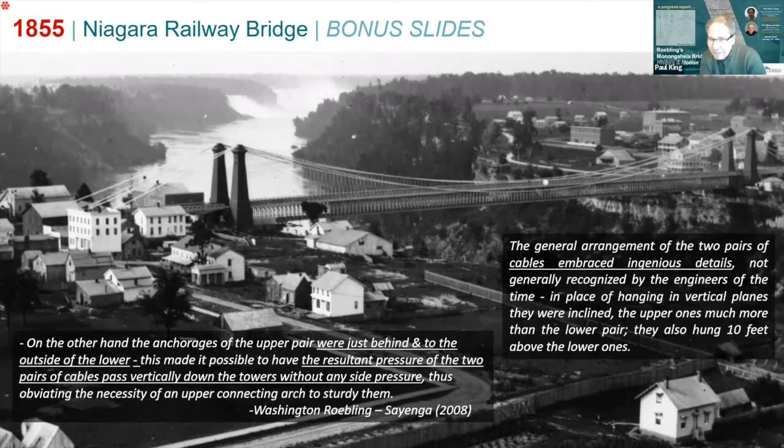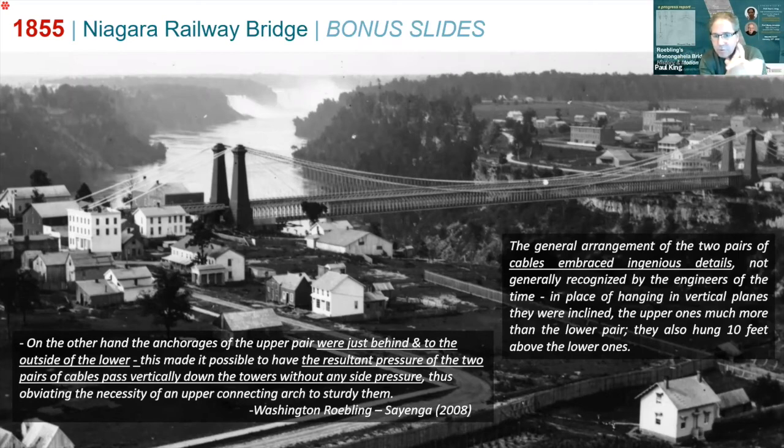So this is it. What's interesting about the Niagara Railway Bridge, and you can see the Niagara Falls in the background, is that he's got two suspension cables. And if you look closely at the middle of the span, you'll see they're at different levels of deflection. And when they go backwards towards the anchorage, if you look at them, they almost look as if they're twisting on each other. And it has to do with their position. So this is part of the writings of Washington Roebling, which I'd like to read.